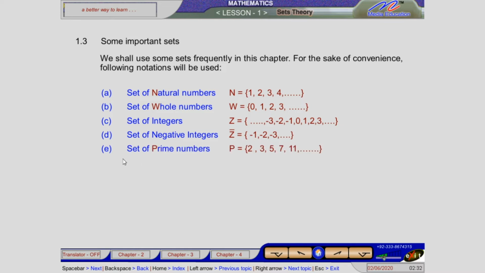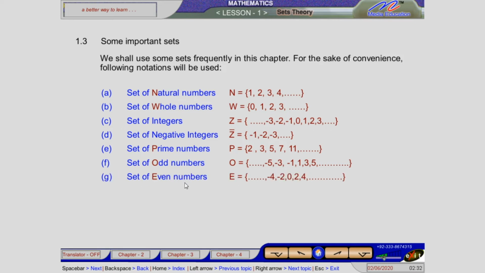Now the set of prime numbers is denoted by capital P and it will include 2, 3, 5, 7, 11 and so on. Set of odd numbers will include positive as well as negative odd numbers. Set of even numbers will include positive as well as negative even numbers.